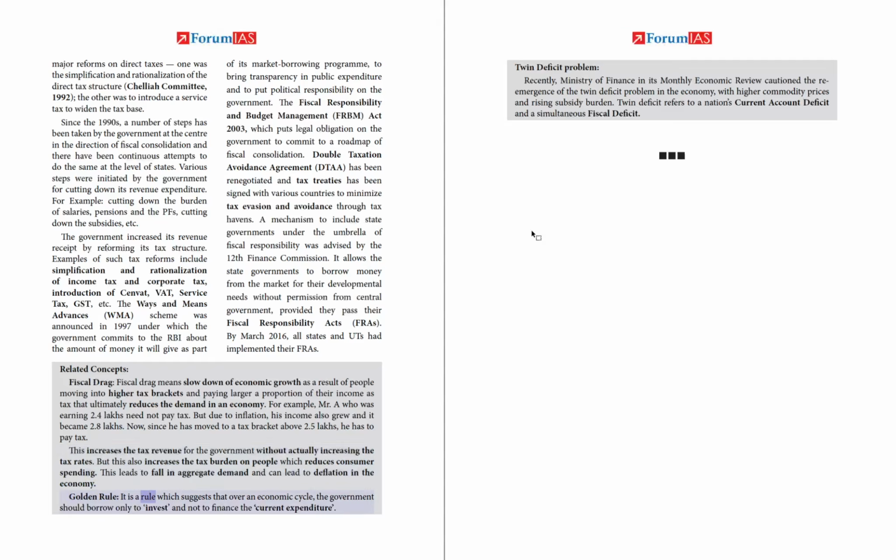Golden Rule. It is a rule which suggests that over an economic cycle, the government should borrow only to invest and not to finance the current expenditure. Twin deficit problem. Recently, the Ministry of Finance, in its monthly economic review, cautioned about the emergence of the twin deficit problem in the economy, with higher commodity prices and rising subsidy burden. Twin deficit refers to a nation's current account deficit and a simultaneous fiscal deficit.